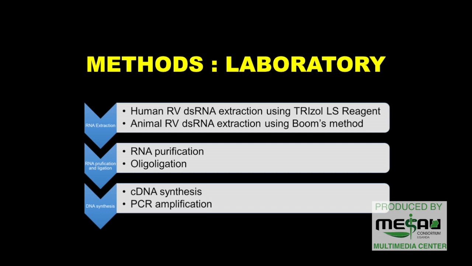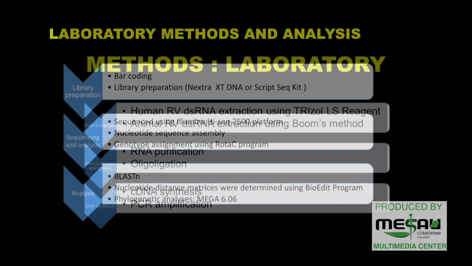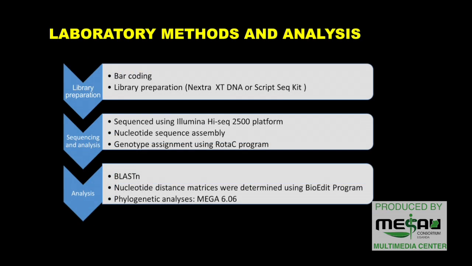Following this, we barcoded the samples. This is where we were preparing the samples for sequencing. We had some samples where we found double-stranded RNA at a concentration of 2 nanograms per microliter or more, and for those we used an extra xtDNA kit to prepare the libraries.